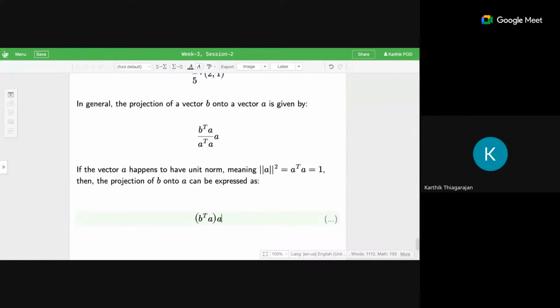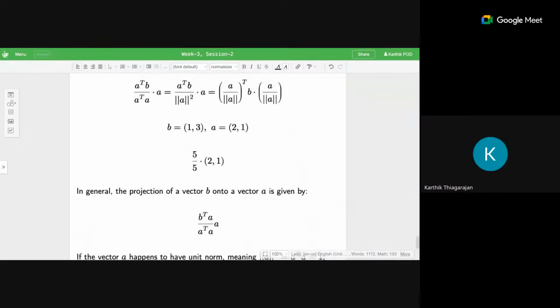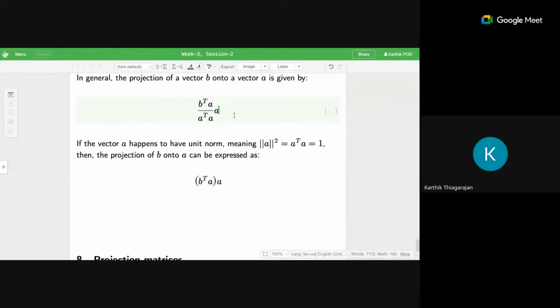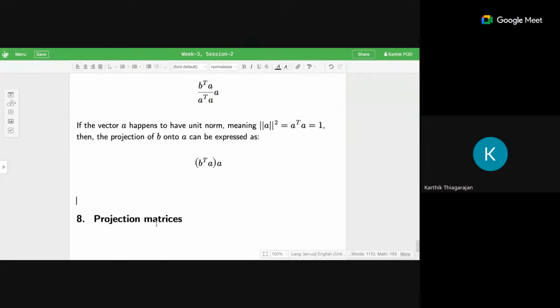Just B transpose A. That's a great advantage of unit denominator properties. So notationally, it's very simple. B transpose A, it's just the dot product times A. So now, since we have already run out of time, I'll quickly represent this.